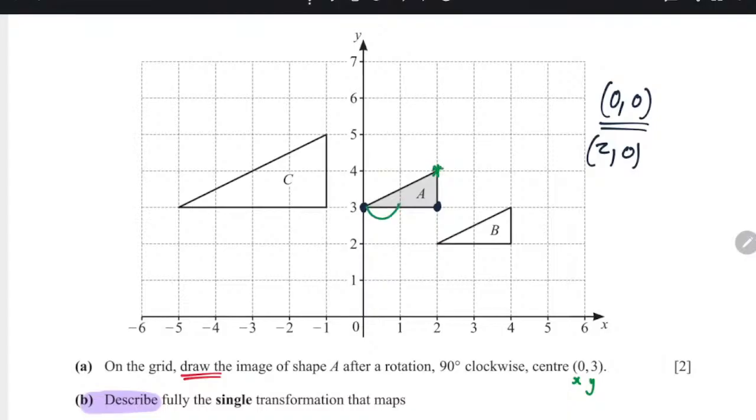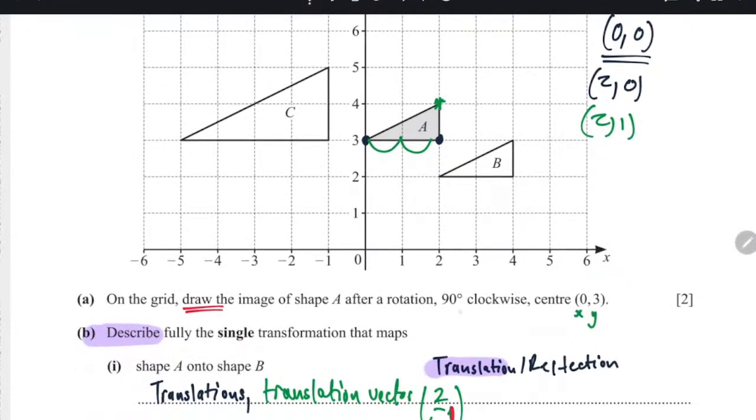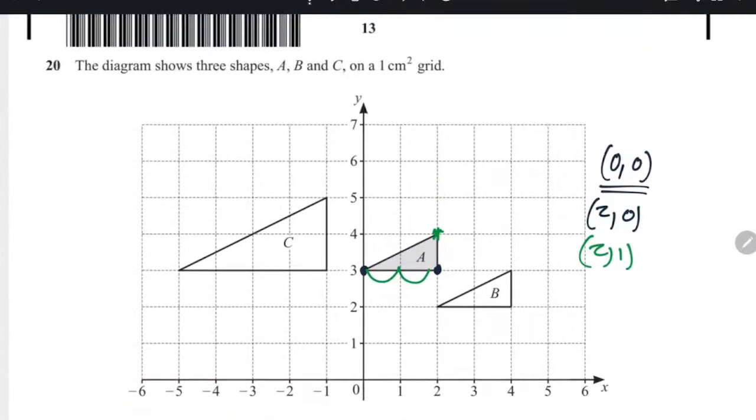Yes, you go 1, 2, 2 in the x. Then you go 1 in the y, so it's 2, 1. Then what do you do? You flip your grid. They said rotate 90 degrees clockwise, so you flip it anti-clockwise 90 degrees.